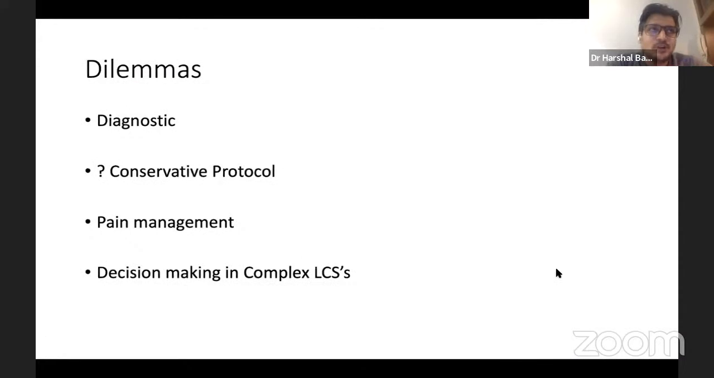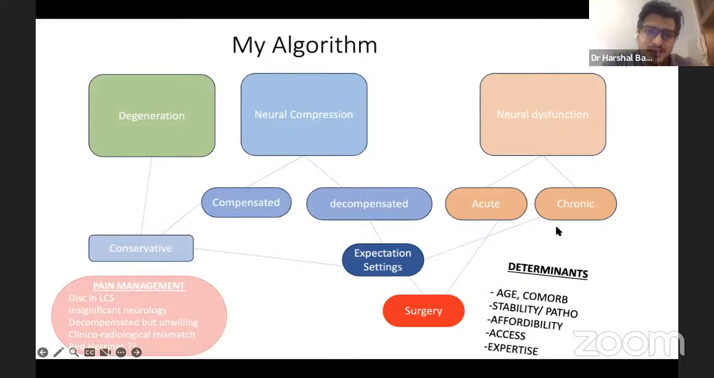So what are the dilemmas? There are always diagnostic dilemmas. What should be our ideal conservative protocol? When should we use pain management in LCS? And in complex LCS, what should be the decision making? I'll go ahead with the first case, and this is my algorithm typically.